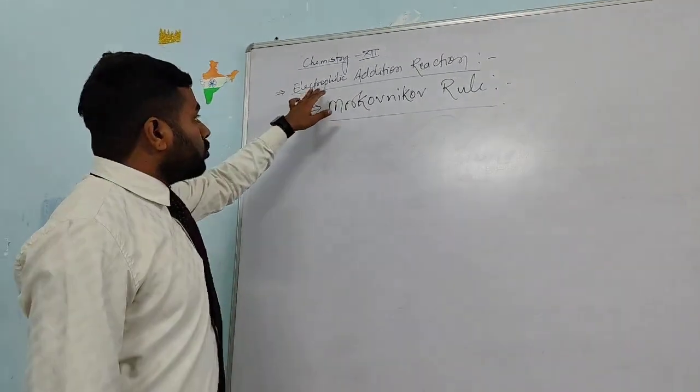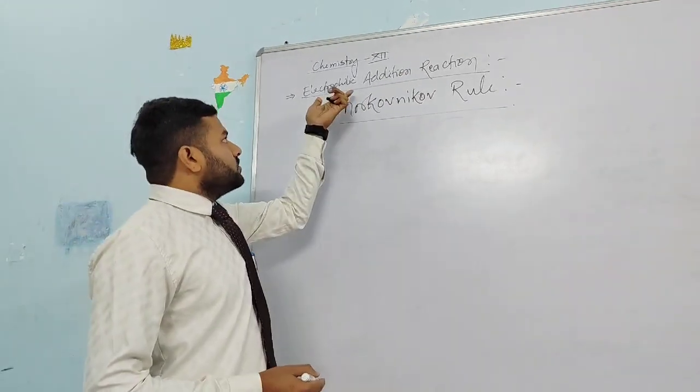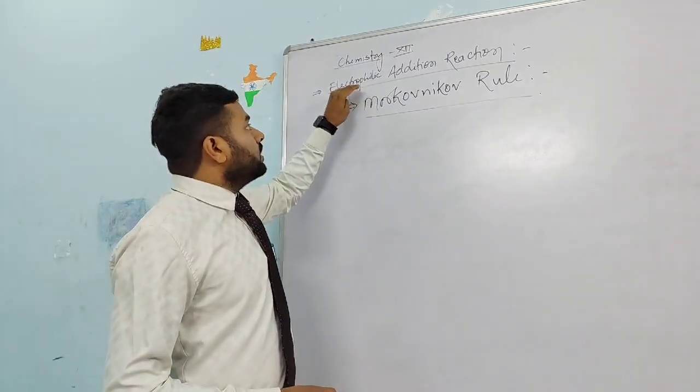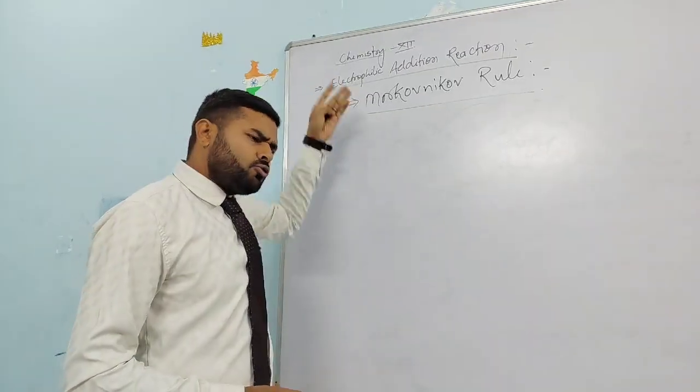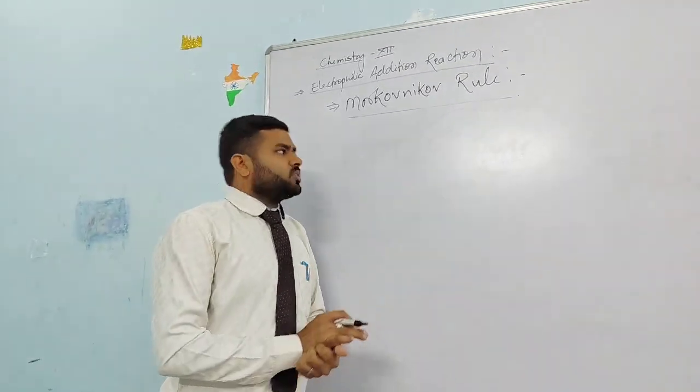Markovnikov rule is a topic of electrophilic addition reaction. In electrophilic addition reaction, first of all the adding species is an electrophile. Electrophiles are electron deficient and nucleophiles are electron rich species.